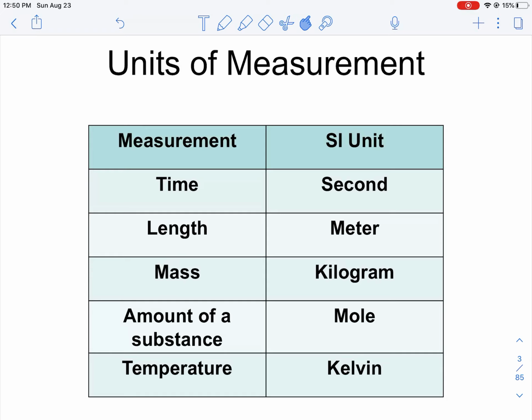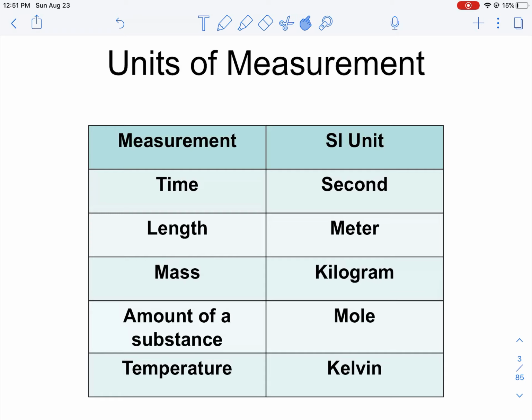So this first slide are units of measurement. The SI units are next to the measurements that we're going to be very familiar with as we go through chemistry. So SI unit stands for International Standard. International meaning that they're used in most parts of the world so that scientists can communicate with one another about scientific data without any kind of confusion.